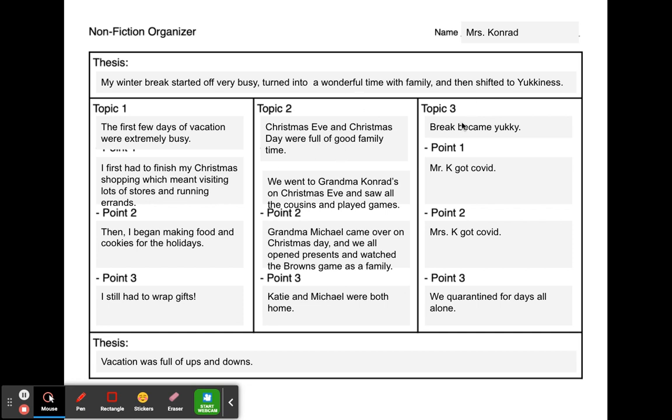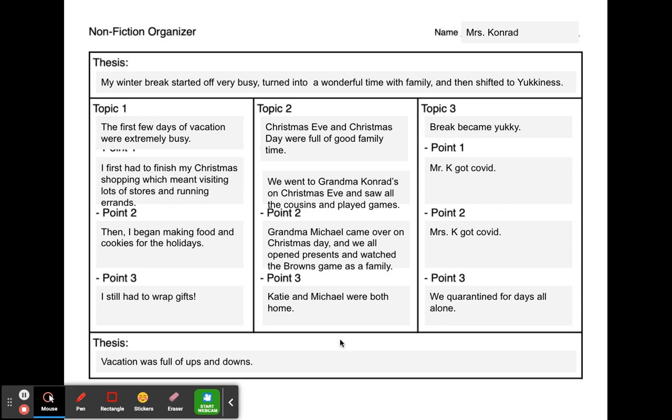Topic three is this: the break became yucky. And you guessed it. Point one, Mr. K got COVID. Point two, Mrs. K got COVID. Point three, I had to quarantine for days all alone, which meant I had no one to talk to, and that was very, very hard. So all of this has to do with it becoming yucky. Now, in my final closing statement, I don't want to be as simple as Ian and write it exactly the same way. So what I just said was my vacation was full of ups and downs.